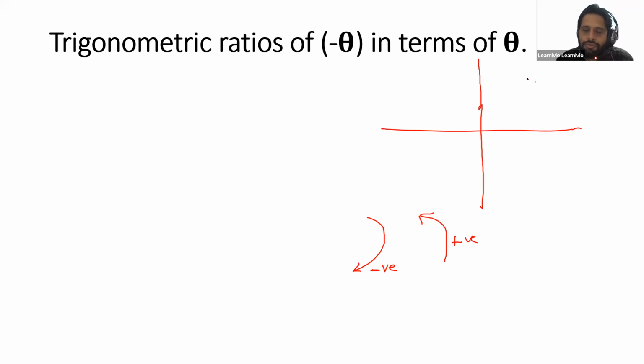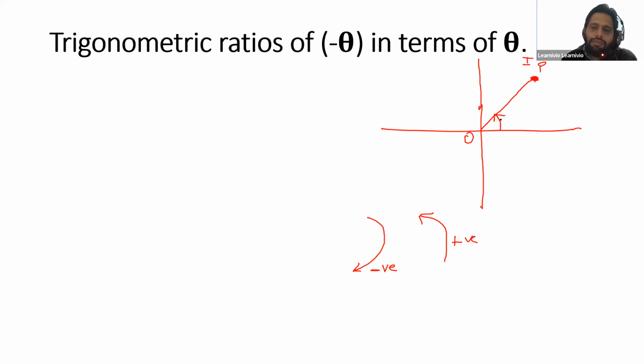Okay, so now suppose this is the first quadrant. Suppose we have this point P. We will join this one. Let this be P. This is our origin. This is the reference. X-axis is our reference. We will measure the angle from x-axis. So we will measure in this direction.